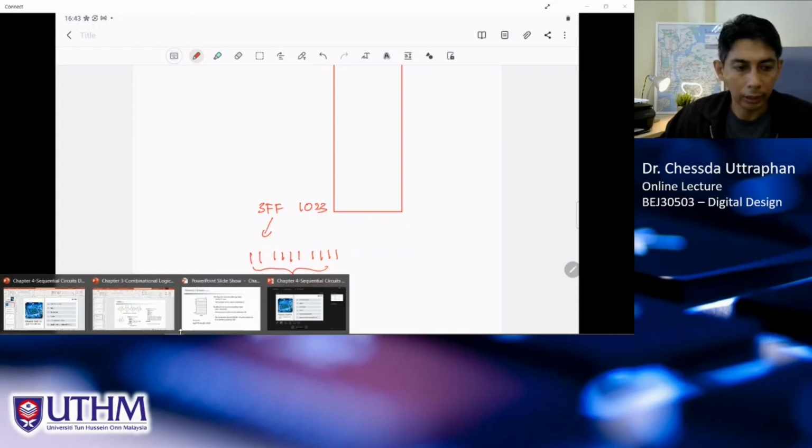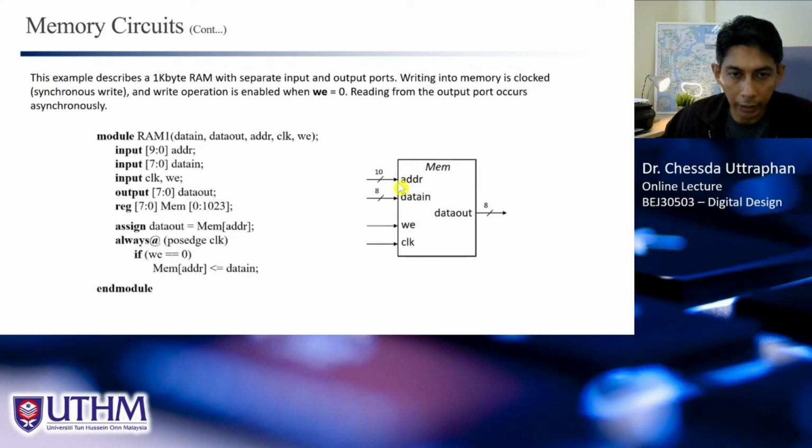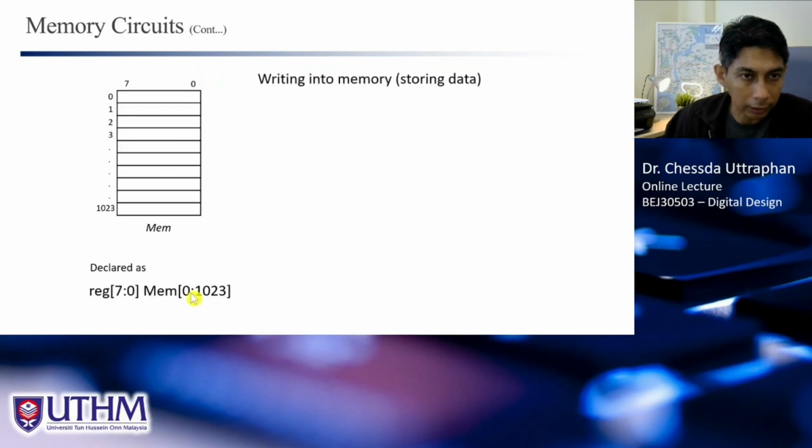That is why here we need to have a 10 bit address. And data, of course, 8 bit. And we have data out. This is data in, 8 bit. Data out, also 8 bit. And we have one signal, we call it WE in this case, or synchronous write. And of course, we have the clock signal here. Now, how to create this in Verilog? Very easy, actually, based on this.